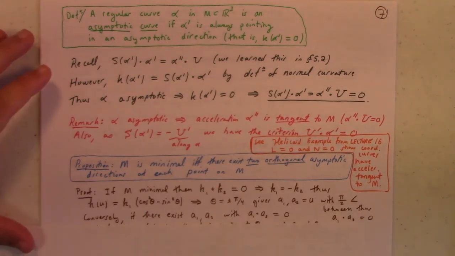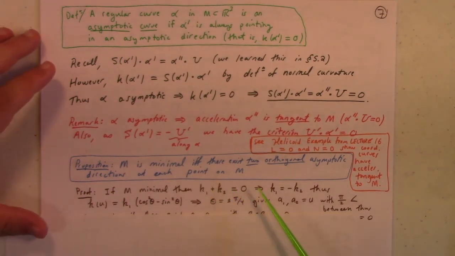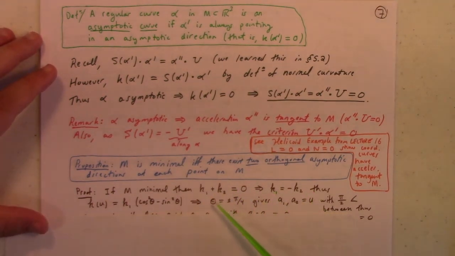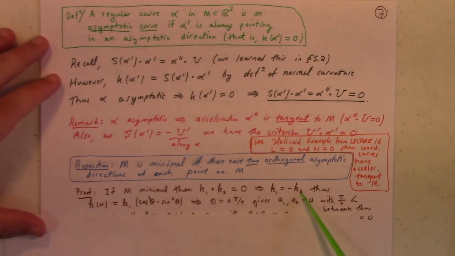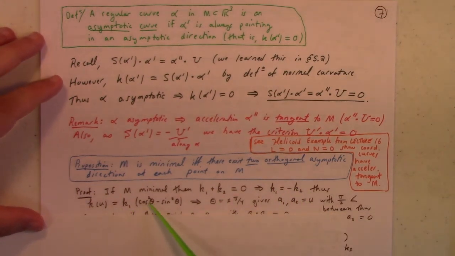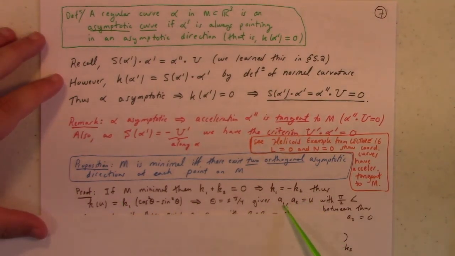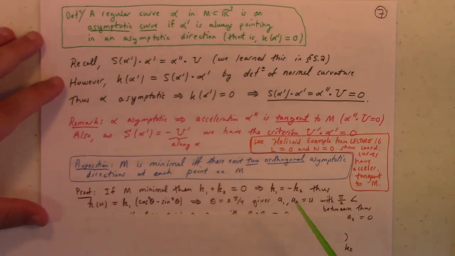Let's get into it. If M is minimal, then the sum of the eigenvalues of the shape operator has to be zero. Well, there's a factor of two involved, but the principal curvatures have to sum to zero, which means that K1 is equal to minus K2. Thus, if you look at Euler's formula, you get K of U is this. And so theta equal to plus or minus pi over 4 gives you zero, right? So the asymptotic vectors are A1 and A2, and there's pi over 2 between them, which means that they're orthogonal.